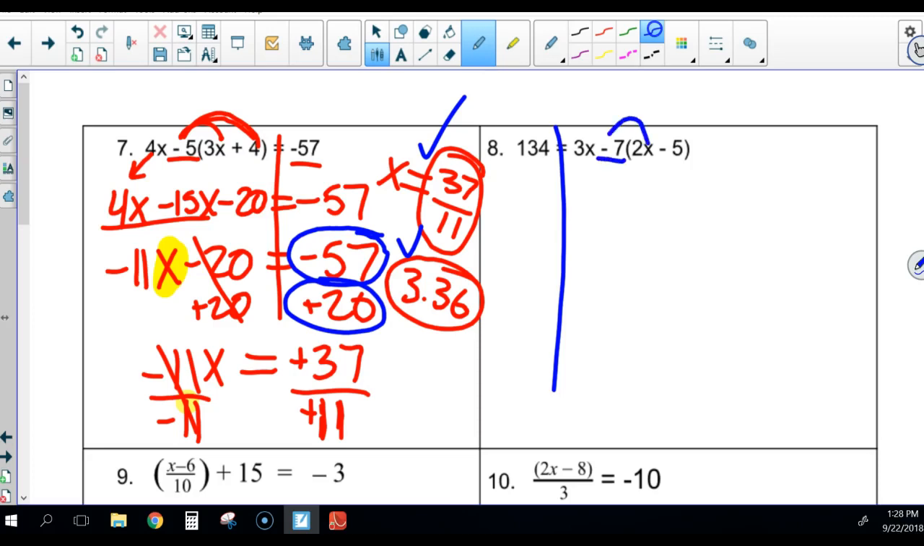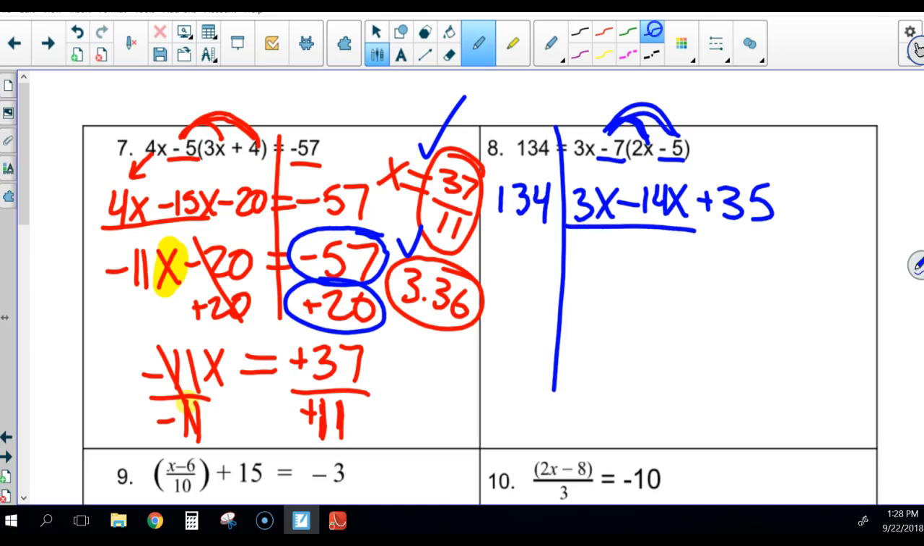Number 8. Negative 7 times 2x. Negative 7 times negative 5. Be careful with your negatives. 3x minus 14x plus 35 equals 134. Combine like terms. 3x minus 14x is another negative 11x plus 35 equals 134.